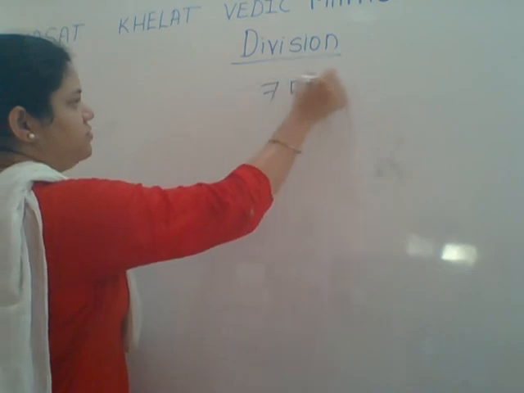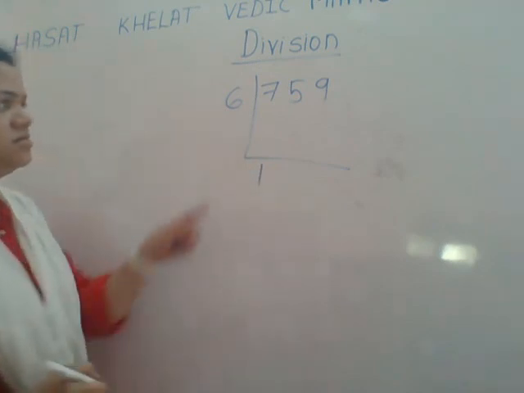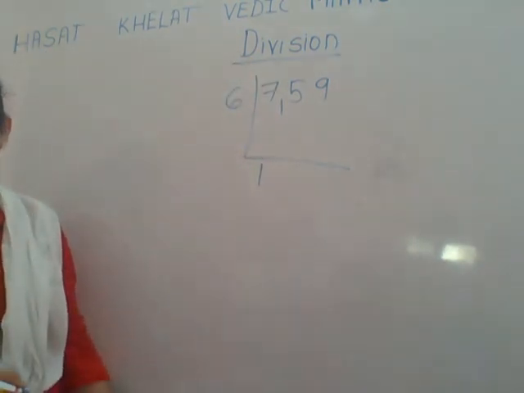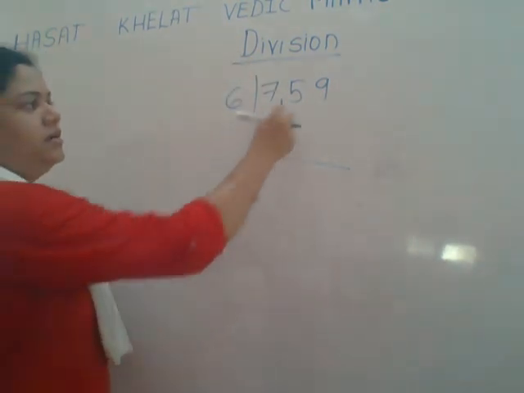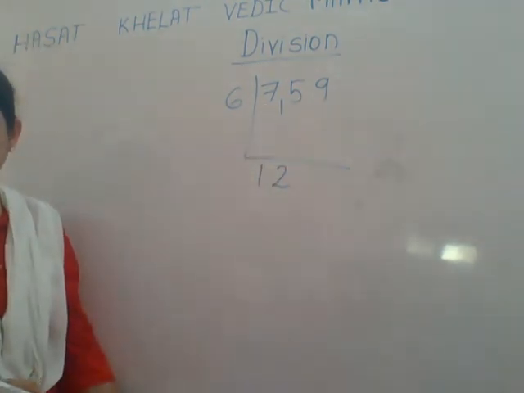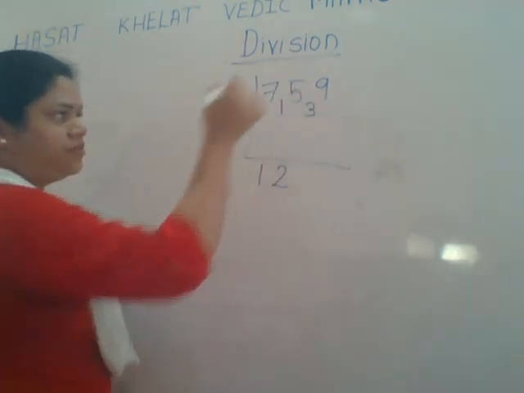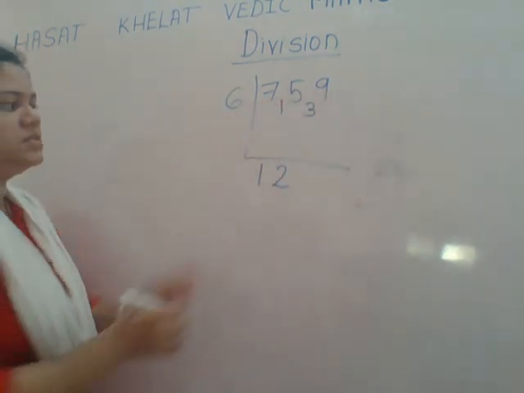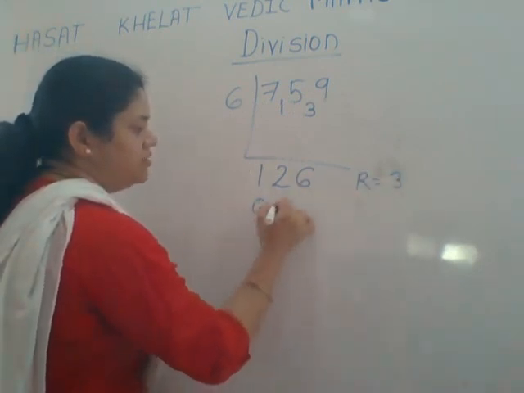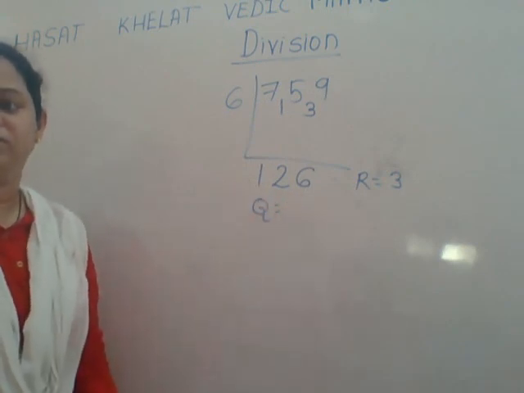If I have 759 divided by 6, what I write? 6 ones are 6, 7 minus 6, I will get 1. I write that 1 in between 7 and 5. Now this number has become 15. 6 2s are 12. So 15 minus 12 is how much? 3. 39. And 6 6s are 36. What is the remainder? Remainder is 3. And this is the quotient. Quotient is what? 126.